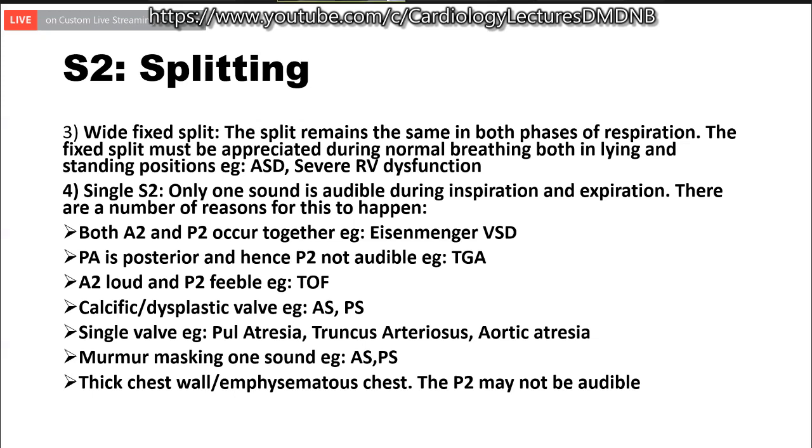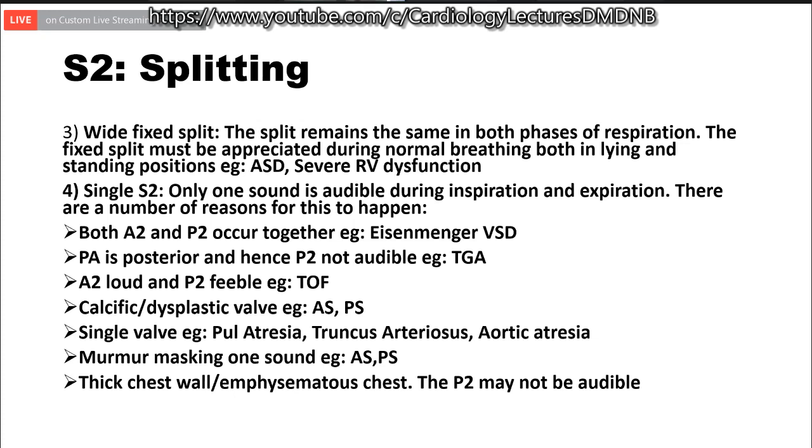During inspiration, what happens? Increase of RV inflow. There is an increased venous return to the right side of the heart. When there is an increased venous return to the right side of the heart, what will happen to the left to right shunt? It will also increase? No, the left to right shunt cannot increase because more volume of blood is already coming to the right side of the heart, and hence the shunt which is coming from the left side to the right side of the heart will be shared. So even though there is an increased venous return to the right side, of course that will be compensated by a decrease in the left to right shunt.